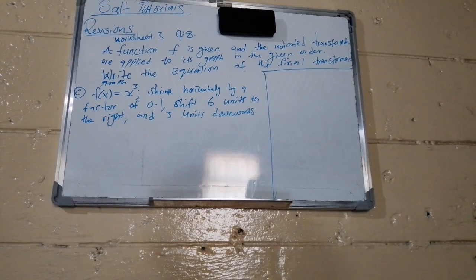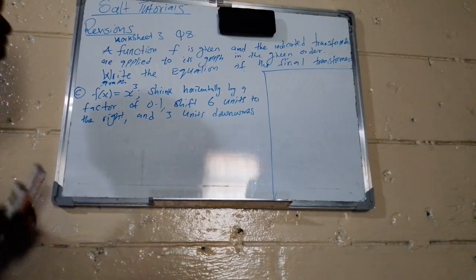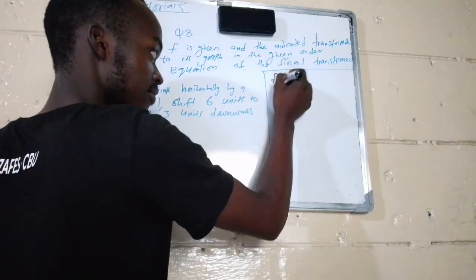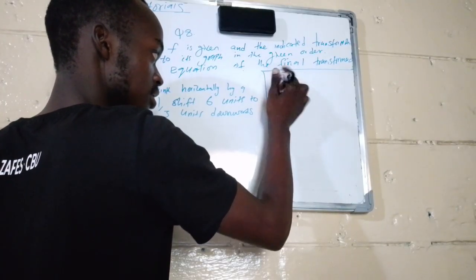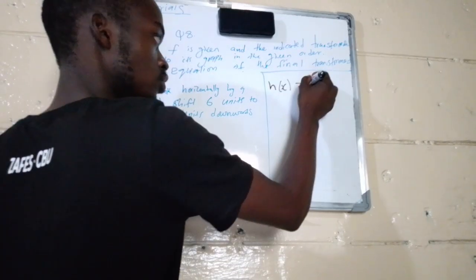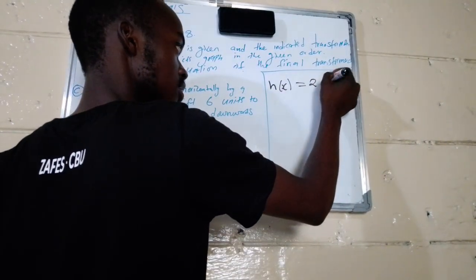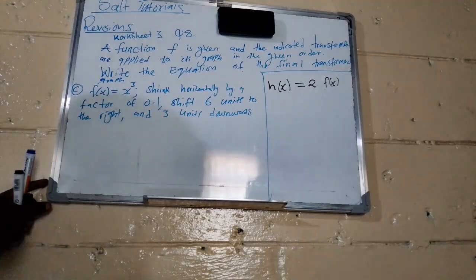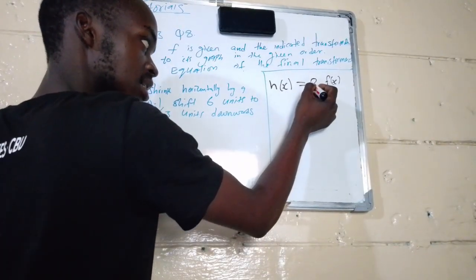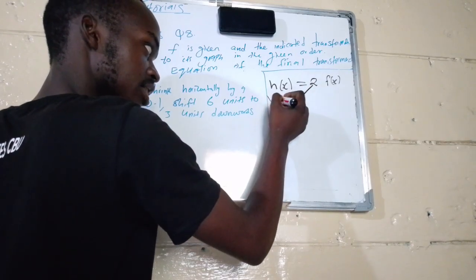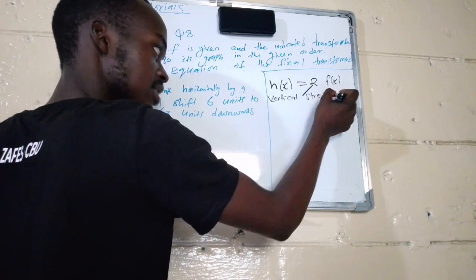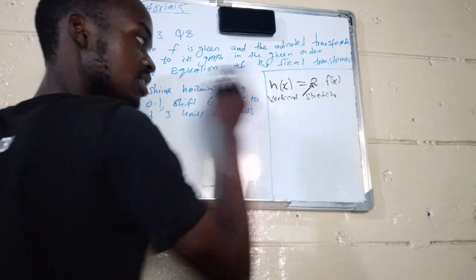So now, with this one, I'm emphasizing the stretches and the shrinks. So let me give an example. If I have h of x equal to 2 f of x, so 2 is multiplying the original function f of x. What does this indicate? This is a vertical stretch, isn't it? This is a vertical stretch because the value of 2 is greater than 1.